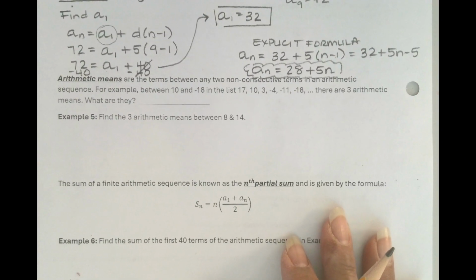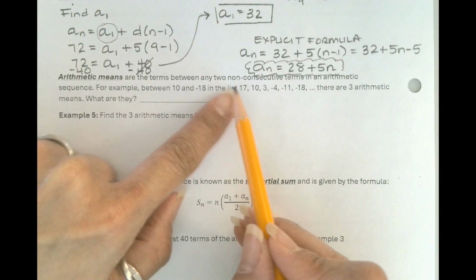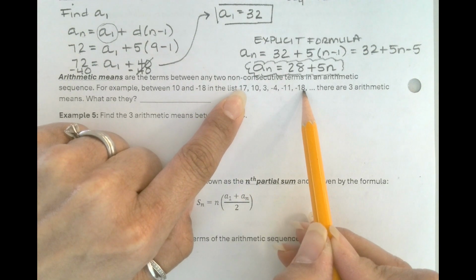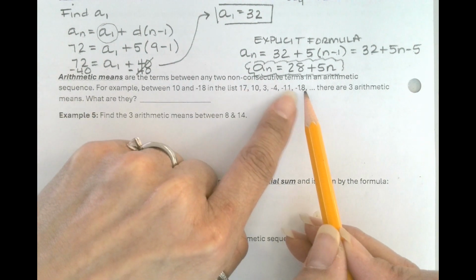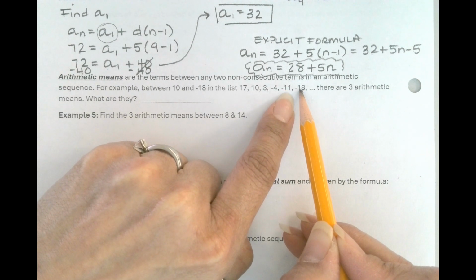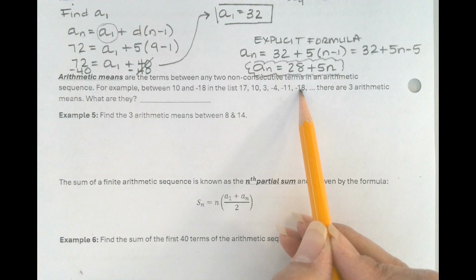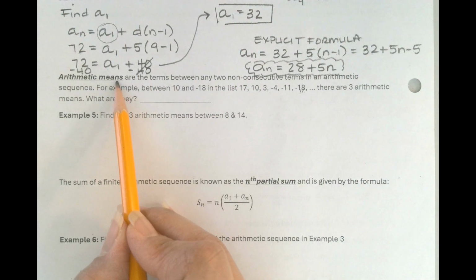All right, arithmetic means, moving on. Arithmetic means are the terms between any two non-consecutive terms. Non-consecutive means they do not go one after the other. So an example, 17 and negative 18, those are non-consecutive terms because they don't go one after the other. Negative 11 and negative 18, they are right next to each other. Those are consecutive, okay? So terms that are non-consecutive are considered means, arithmetic means.